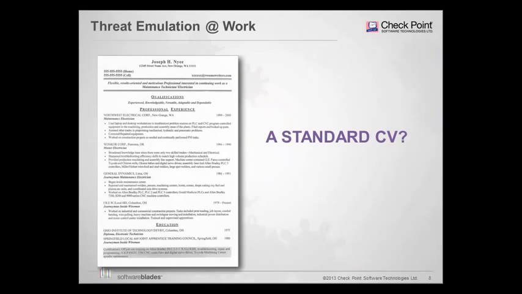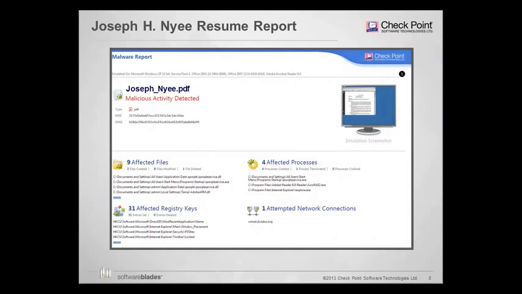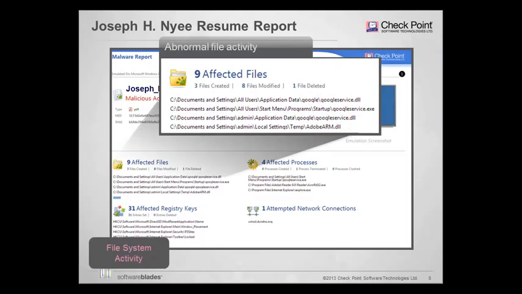Say you receive a resume from a job posting or through a referral. How do you know that it's safe? Let's run it through threat emulation and see what we get. This is what a threat emulation report looks like. Check file system activity and notice Google Service.dll and Google Services.exe files appear innocent. But they are malware. Why would a PDF need to modify, create, or even touch these files?